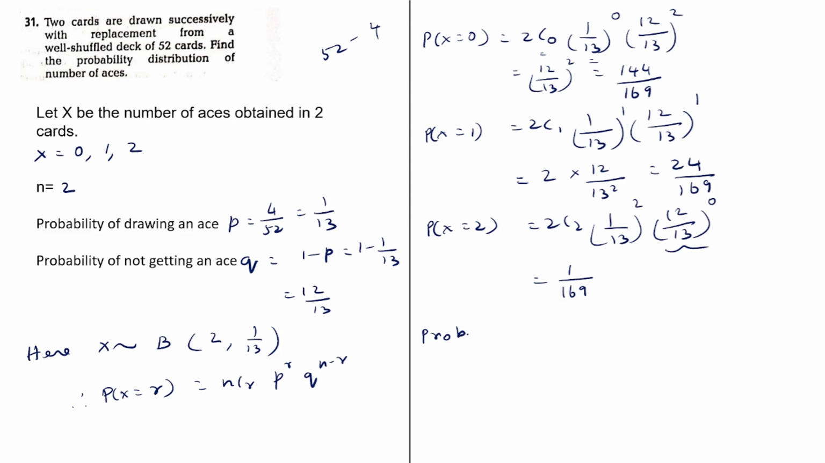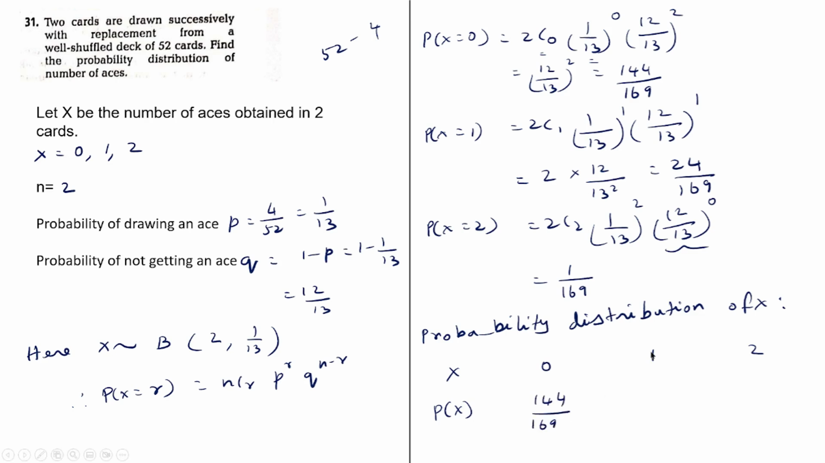So the probability distribution of X: here we have X and here we have probability of X. The various values which X takes are 0, 1 and 2. Then probability of X equal to 0, we got 144 by 169. Probability of X equal to 1 is 24 by 169. And next we have probability of X equal to 2, it is 1 by 169.